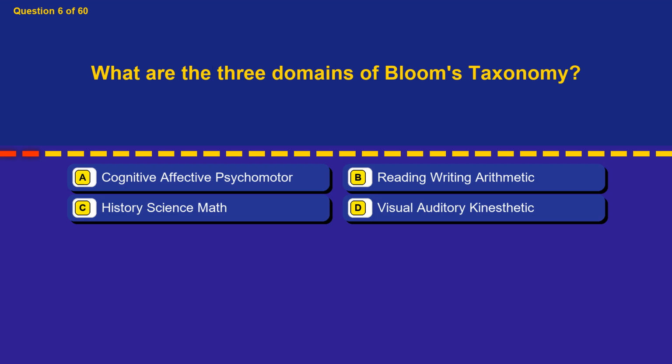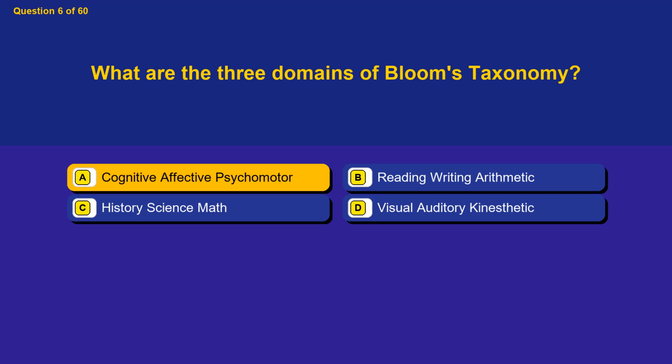Question 6. What are the three domains of Bloom's taxonomy? Option A, cognitive, affective, psychomotor. Option B, reading, writing, arithmetic. Option C, history, science, math. Option D, visual, auditory, kinesthetic.